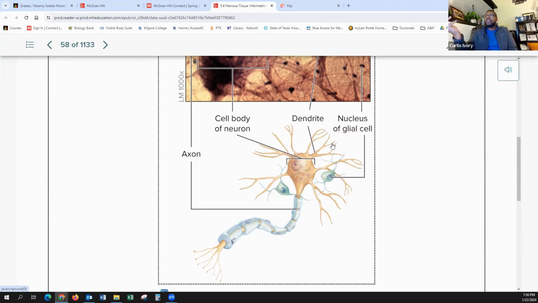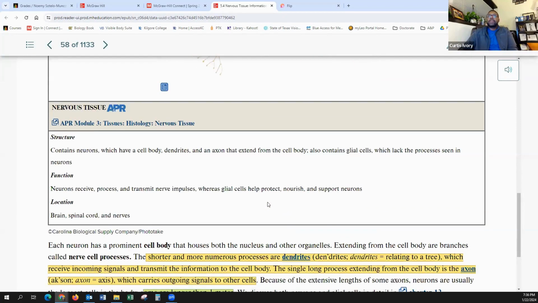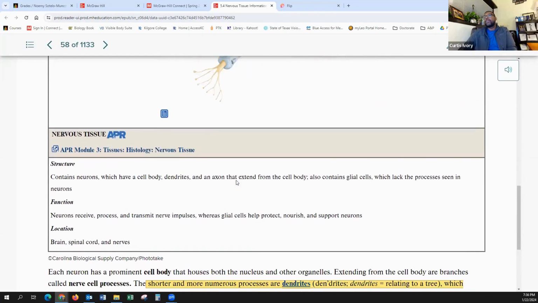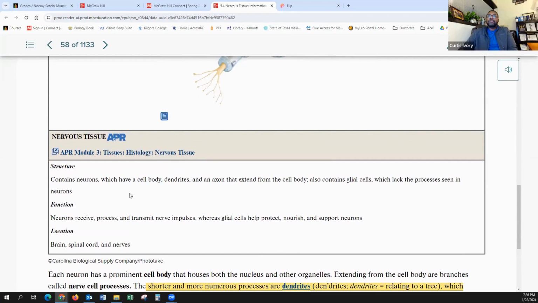So the dendrites are essentially like antennas. They're going to pull in and receive information. The cell body is going to interpret that information. And then the axon is going to push out the electrical signal. The location of this type of nerve tissue in general is really the brain, spinal cord, and nerves. But the function is to receive, process, and transmit nerve impulses. Also, it can nourish other cells as well.